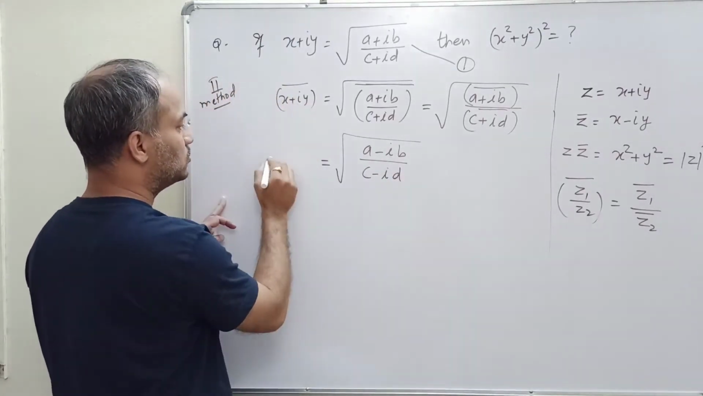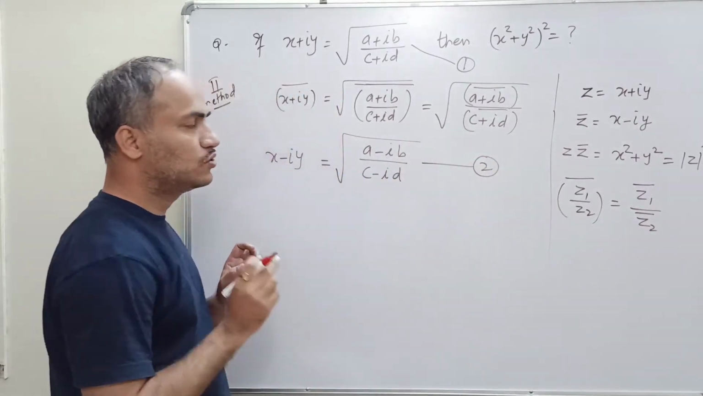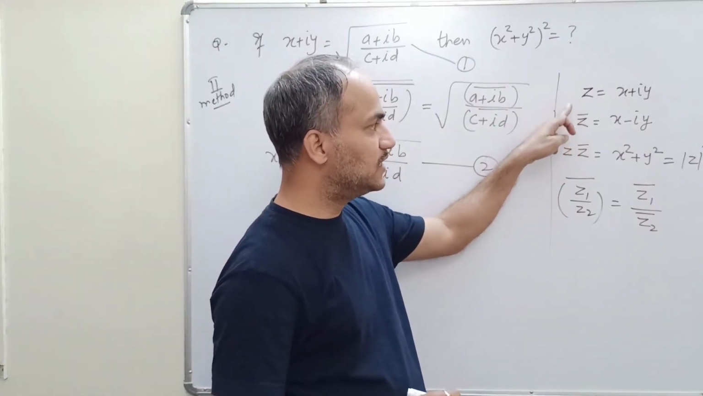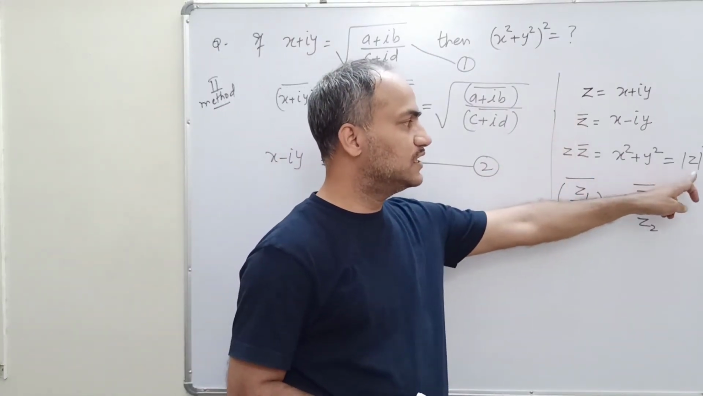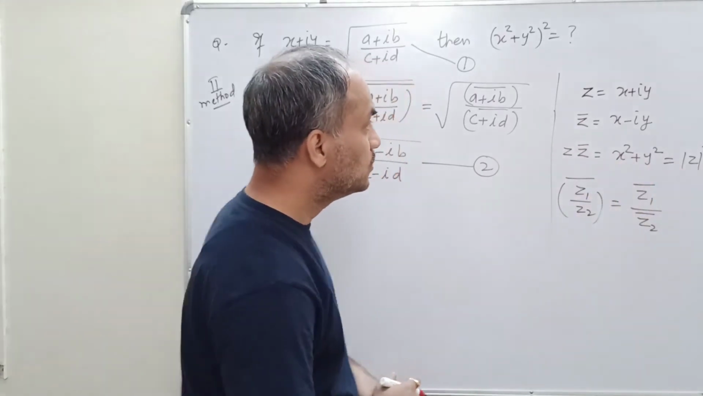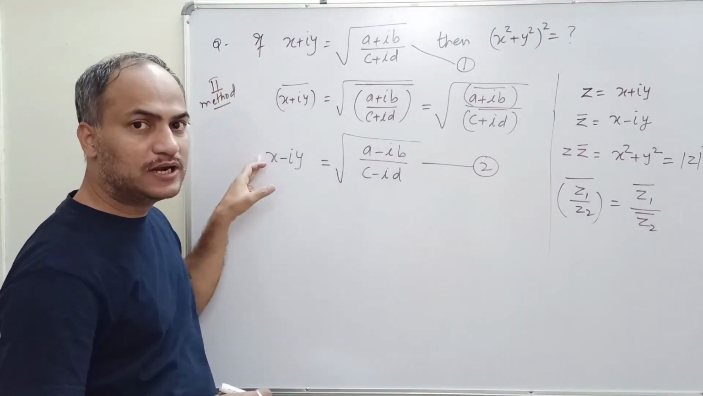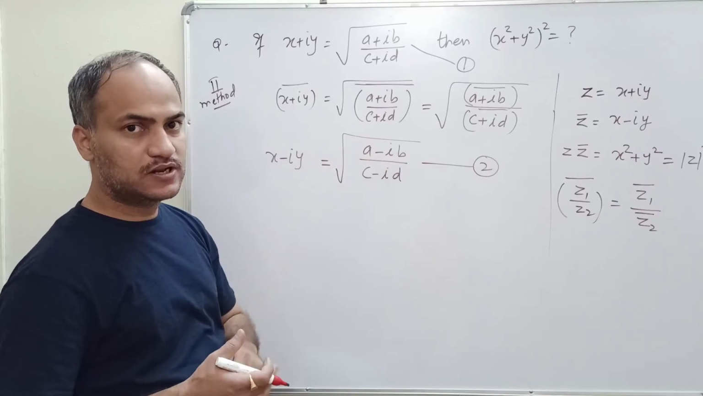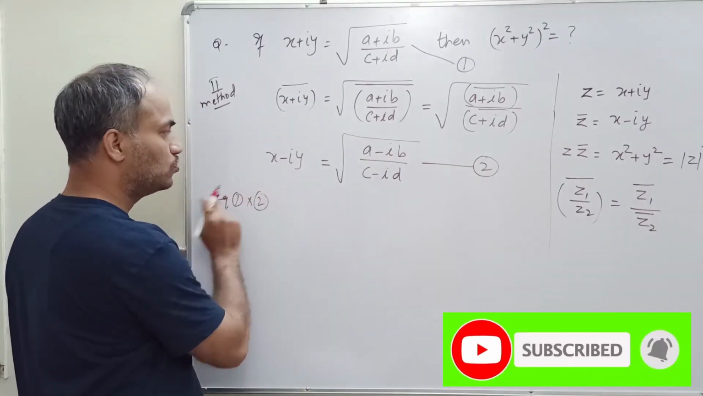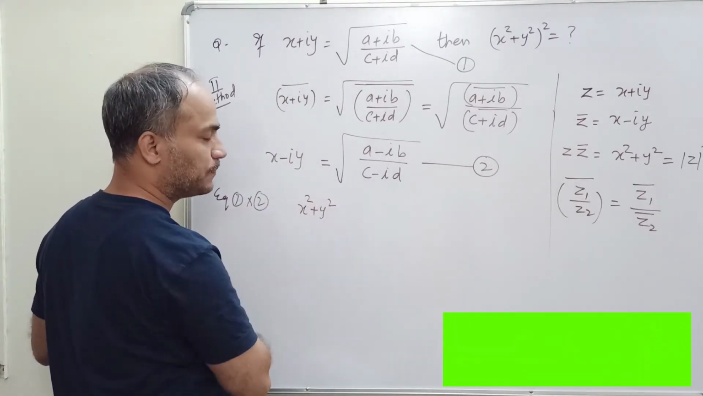So now we have got this term as equation 2. Now look carefully. We know this property that whenever we multiply z into z bar, we get modulus z whole square. It means x square plus y square we get. So see the LHS here in equation 1 and 2. If we multiply these two terms, we get the similar result. So equation 1 multiply equation 2, what does it give? It gives us x square plus y square.